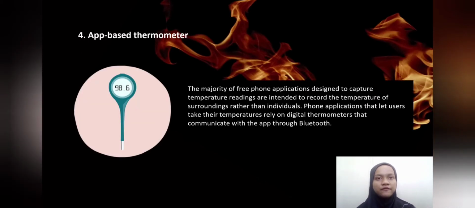The last type of thermometer that I want to discuss today is the app-based thermometer. The majority of free phone applications designed to capture temperature readings are intended to record the temperature of surroundings rather than individuals. Phone applications that let users take their temperatures rely on digital thermometers that communicate with the app through Bluetooth. The next topic is temperature scales.